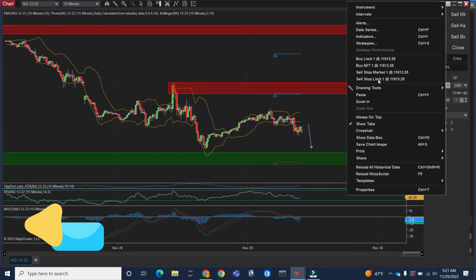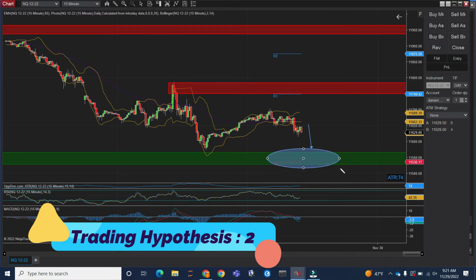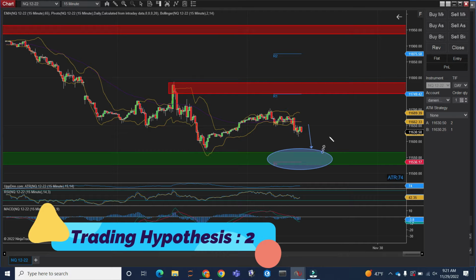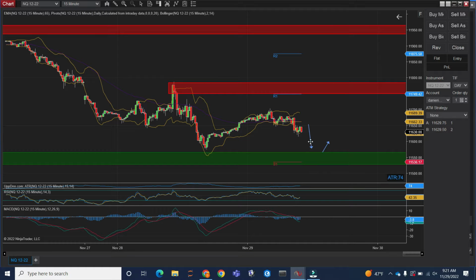But the price doesn't make a slight movement up before returning to the supply level. Our second hypothesis is the price is going to continue to move down, no upward movement, then continue to bounce off of this demand level. So now we have our two hypotheses for the day. We're ready to start trading.